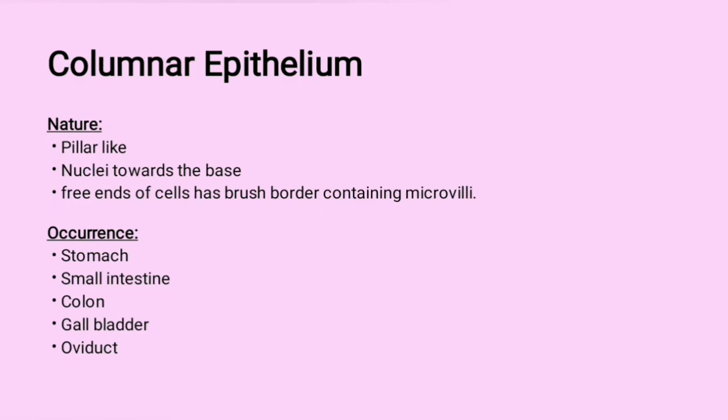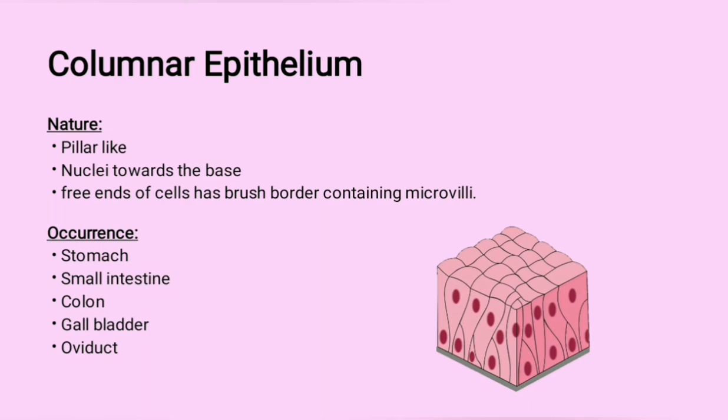Now our next type of epithelium tissue is columnar epithelium tissue. As you can see in the picture also, the columnar epithelium consists of cells which are taller than broader. It means their length is more than their width. So they become somewhat pillar-like in structure. The nuclei are towards the base. And sometimes the free ends of cells have a brush border containing microvilli. So they sometimes have microvilli present in them, and most of the time the nucleus is present at the base.